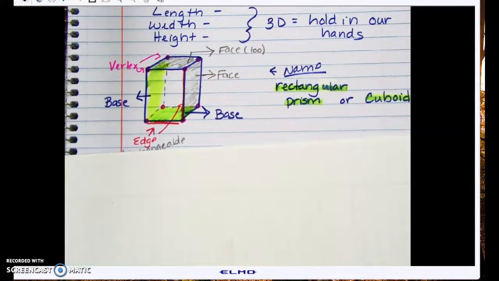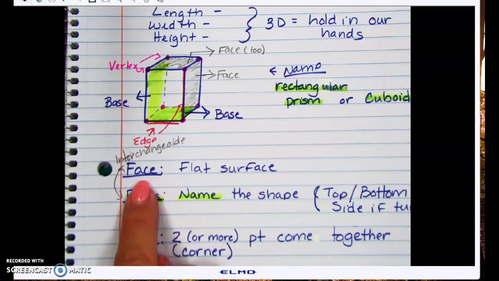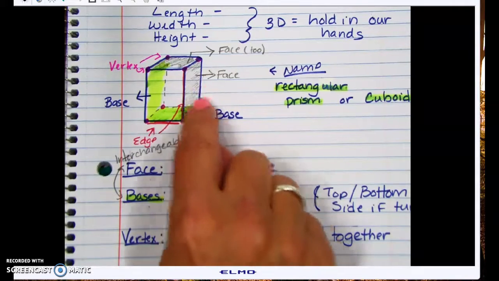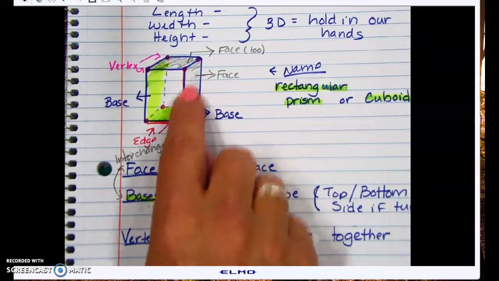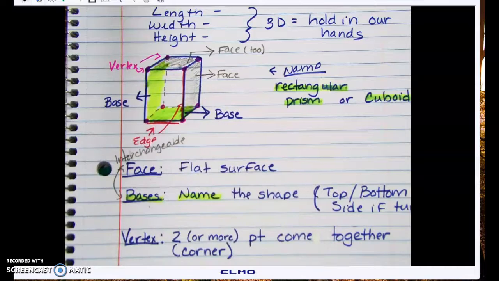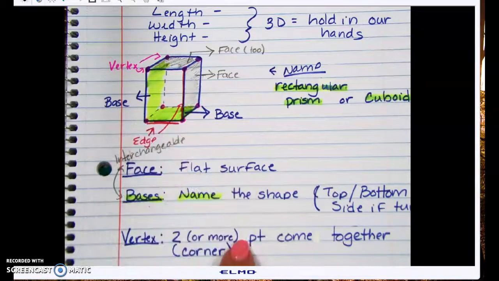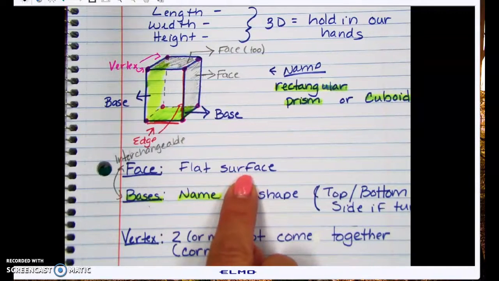So I'm going to come back and talk to you about all of those labels because here's the first thing you need to see. There is a face. A face is a flat surface. Where did I shade in? I shaded in this face and this. So you can have a face that would be on the side or it could be on the top. So we have lots of flat surfaces, and those are all faces, the flat surfaces.